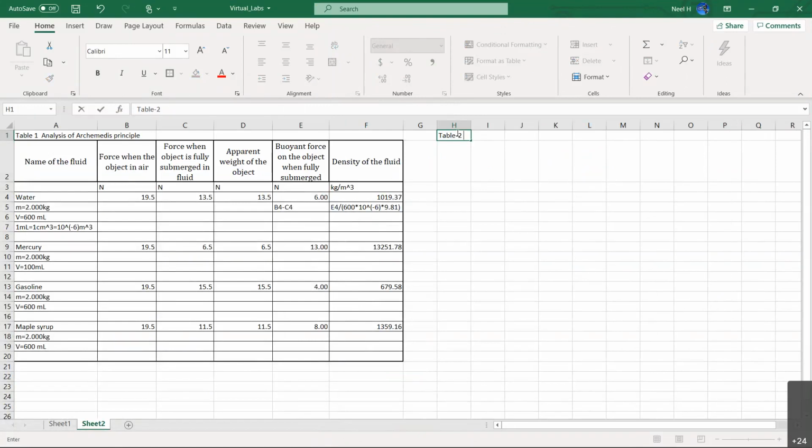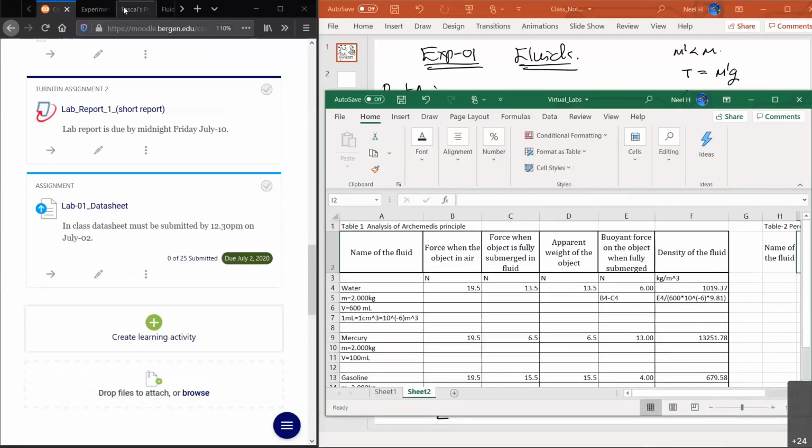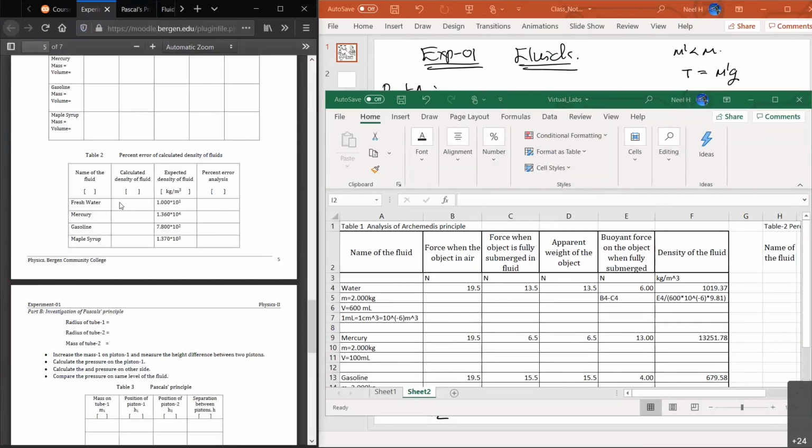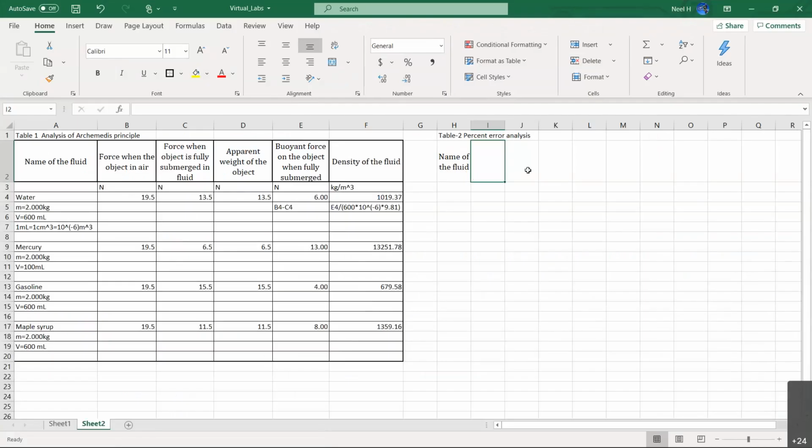Table 2, let's say error analysis or uncertainty calculation. You can say percent error calculation, percent error analysis. That's our topic. Analysis, so I should have the type of the fluid, right? Name of the fluid, and then you have to make the exact table like in your lab manual. Let's take a look. What are the other columns? Calculated density, expected density, and percentage error. Okay, so calculated density.